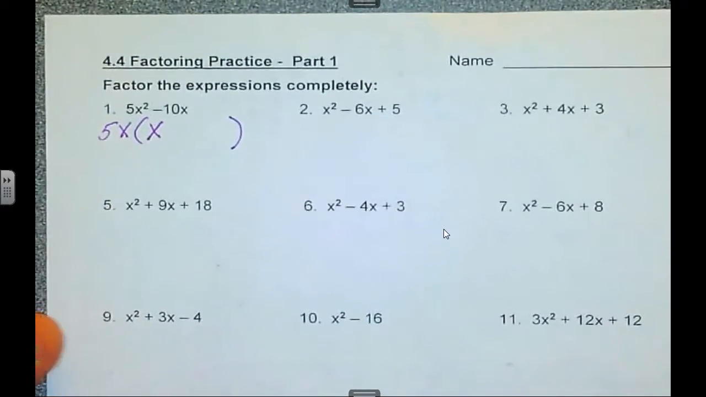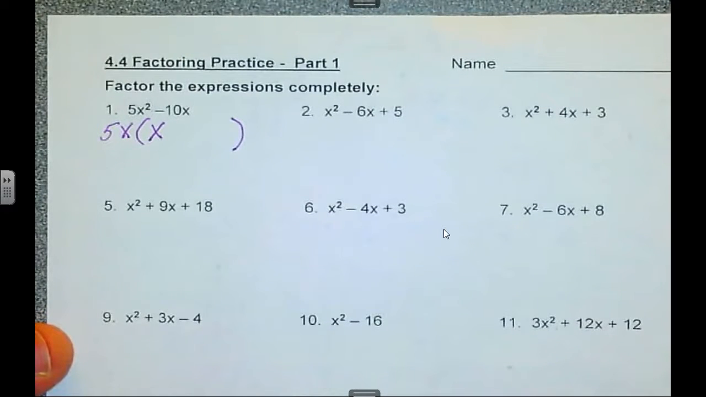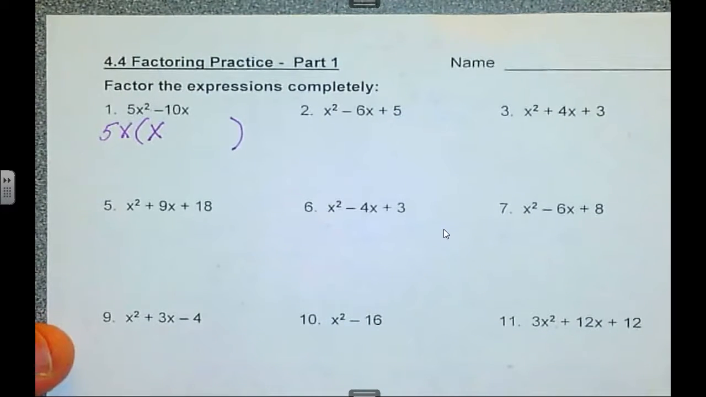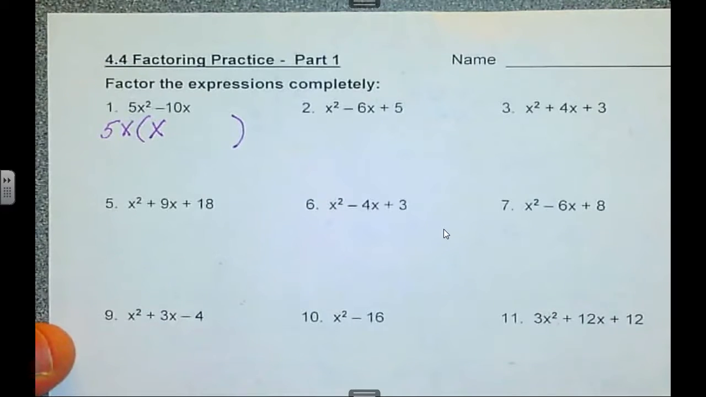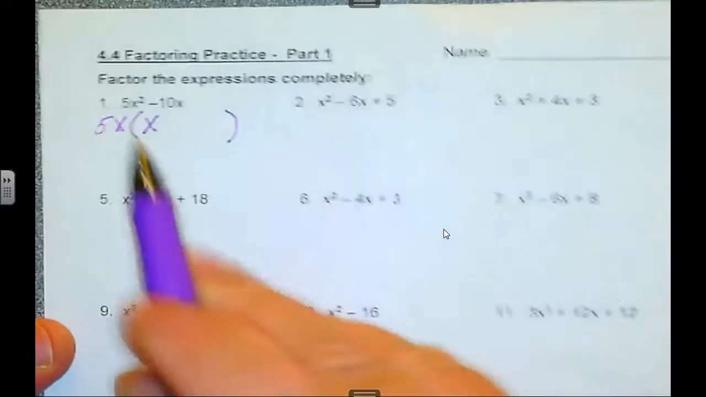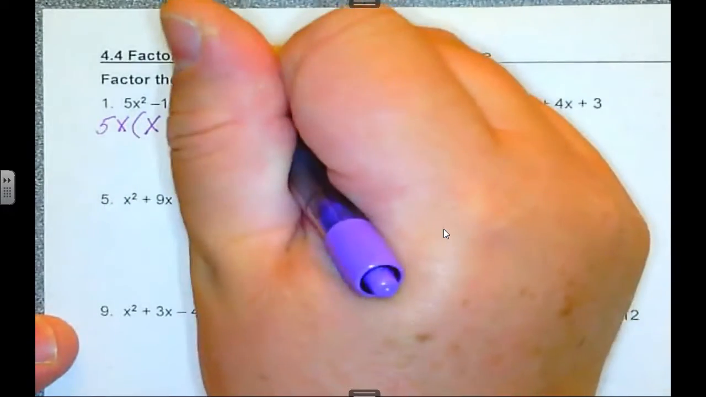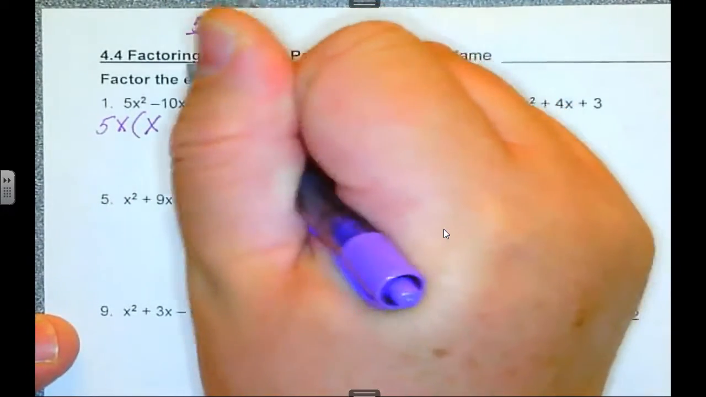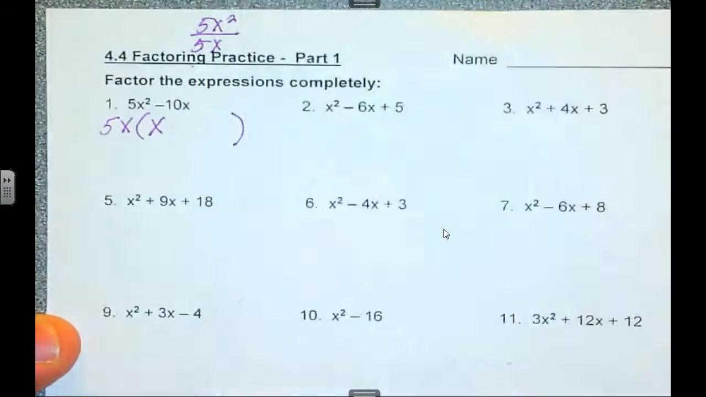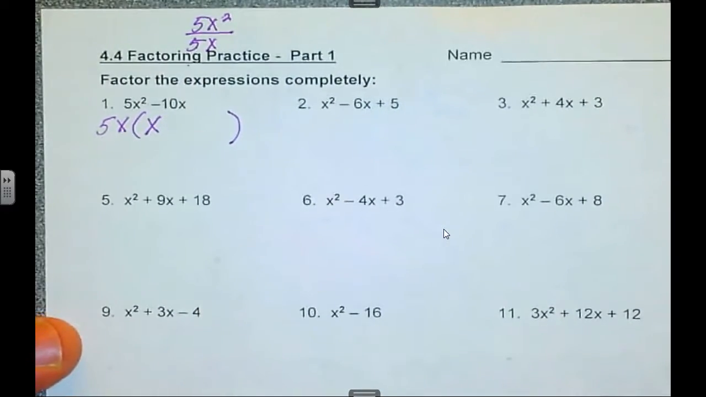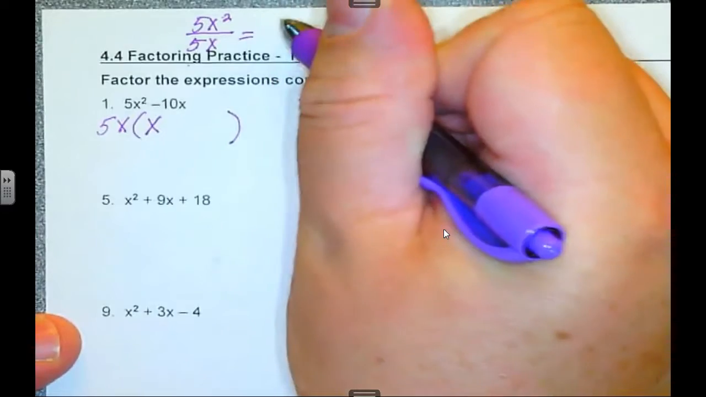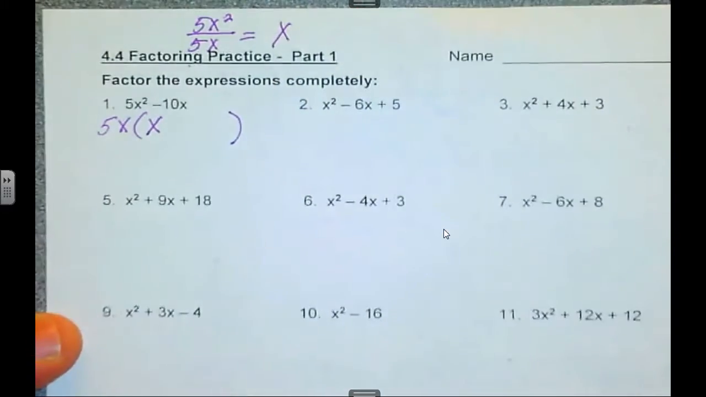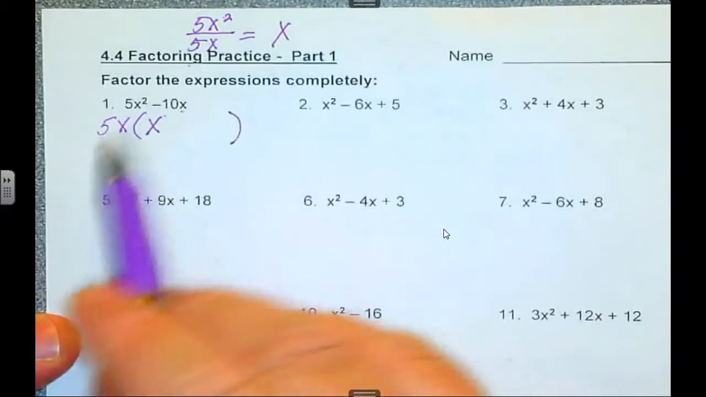Remember, we're undoing the distributive property. With the distributive property, we multiply, right? So to undo that, we're going to divide. So we're taking 5x squared divided by 5x, and I get x. What's 10x divided by 5x?